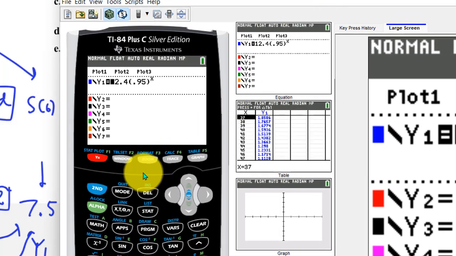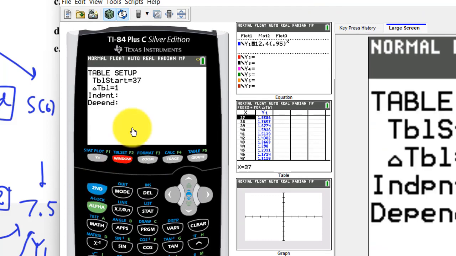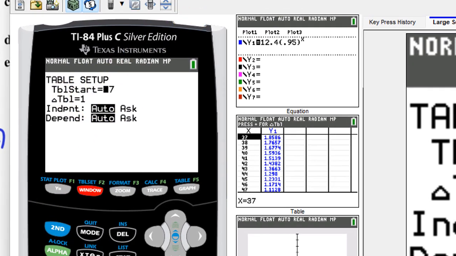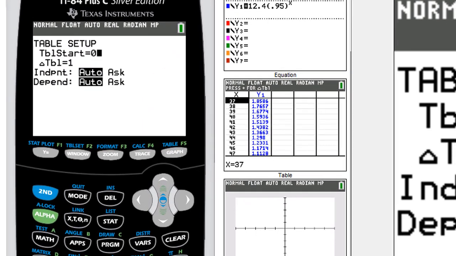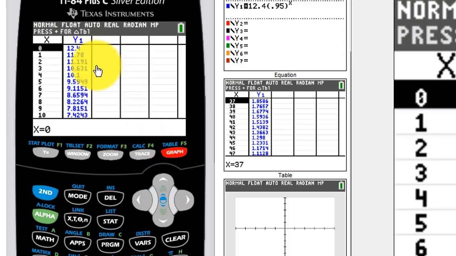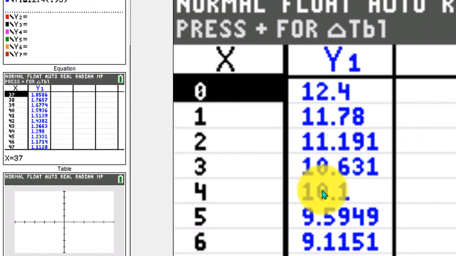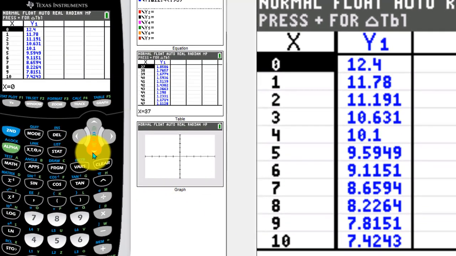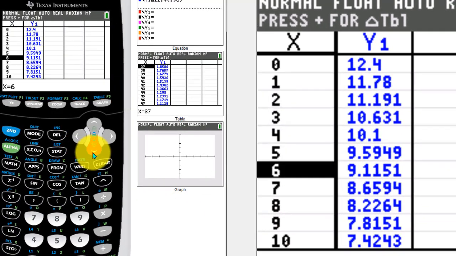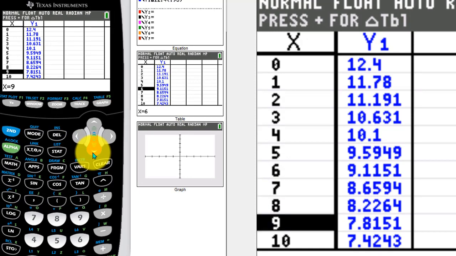So we have to set up our table. So if I press second window, I can tell my table to start at 0 and count by ones. Okay. Now above graph it says table. So right above window it says table set. Above graph it says table. So I press second and graph. And now I have to scroll down to see what value of x makes my y 7.5. So it looks like the answer is somewhere between 9 and 10, right? Year 9 and year 10.